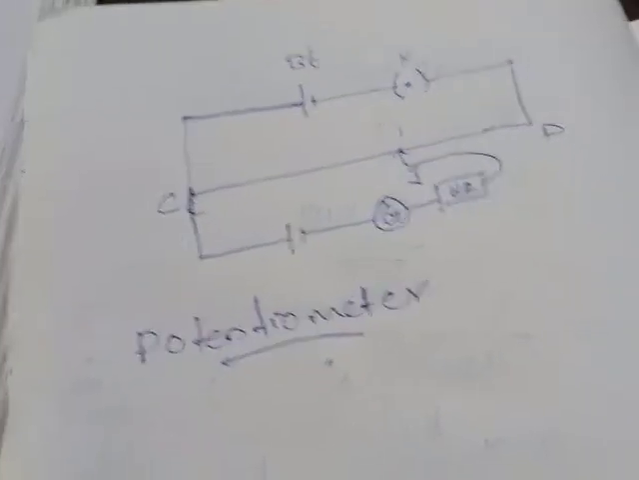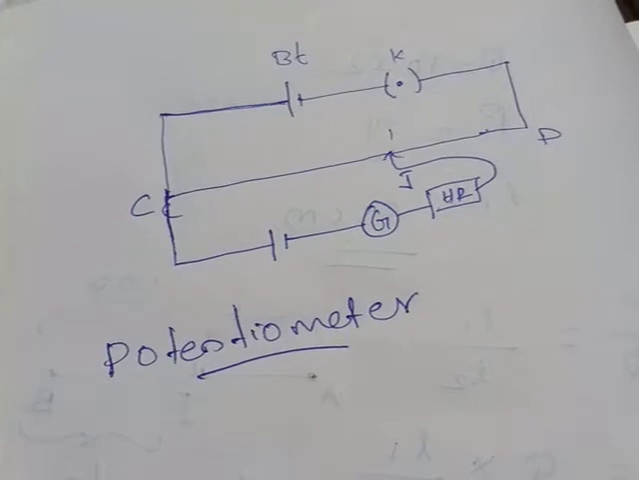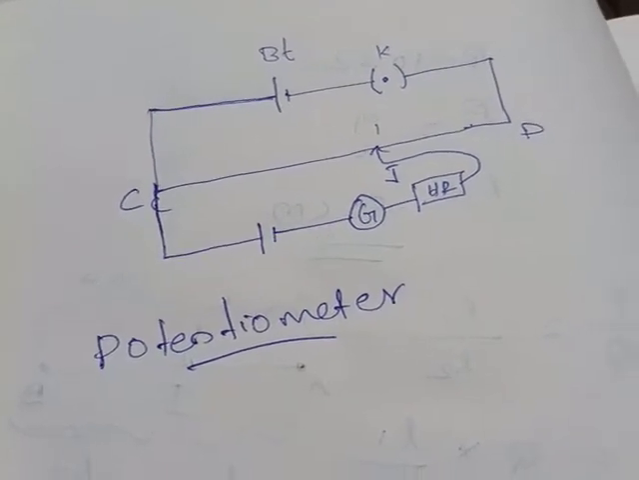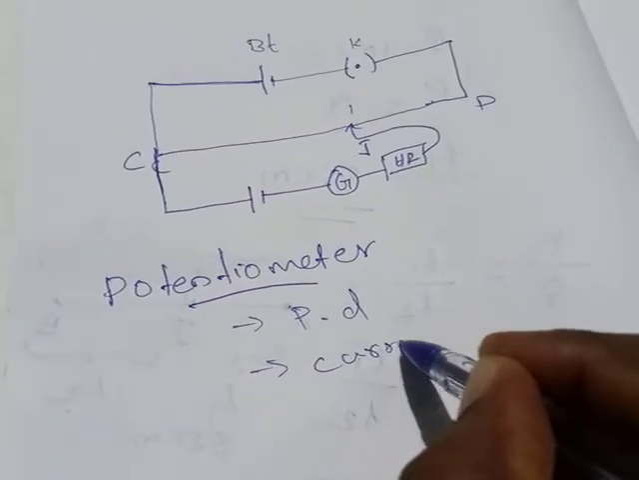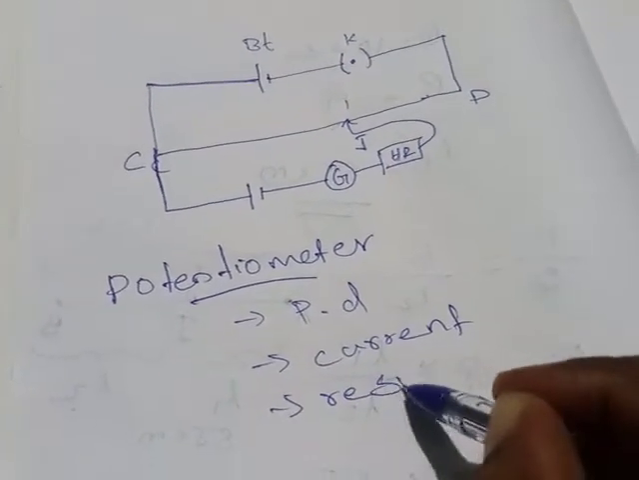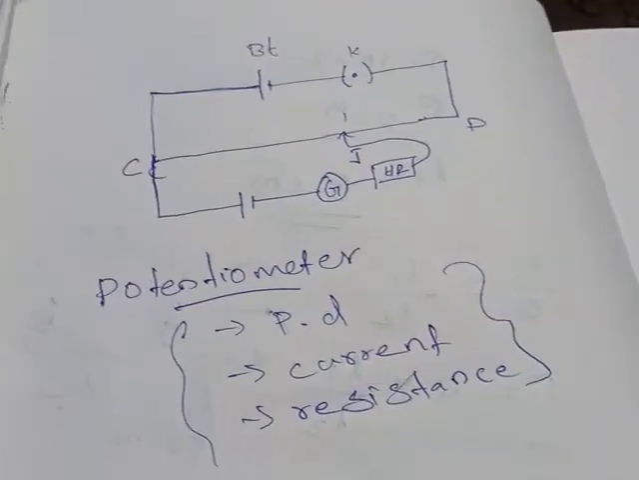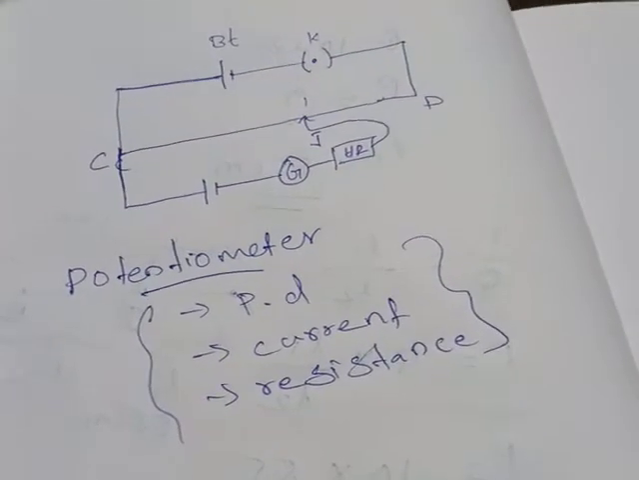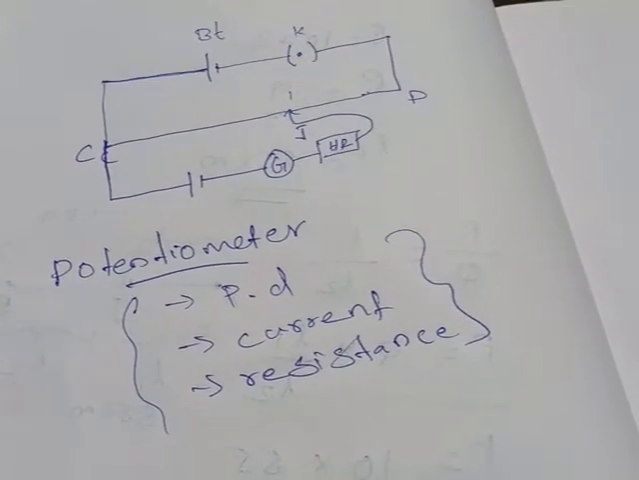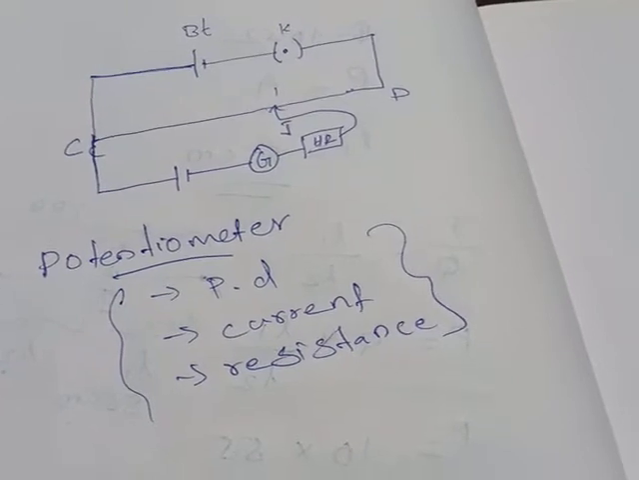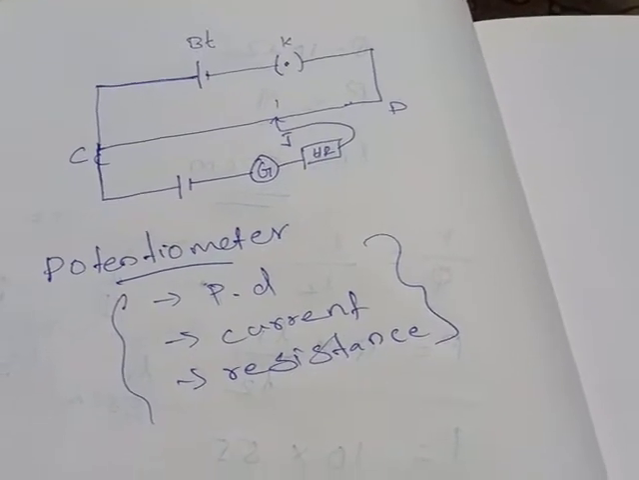First thing, this is just the construction of this potentiometer. Potentiometer means, first thing we have to know what is the use of this potentiometer. You see, the potential difference, current and resistance, these three things we can accurately measure by using a potentiometer. So that is the use of this potentiometer. The potentiometer is used to measure accurately the potential difference, current and resistance. So that is the first thing we have to know about potentiometer.